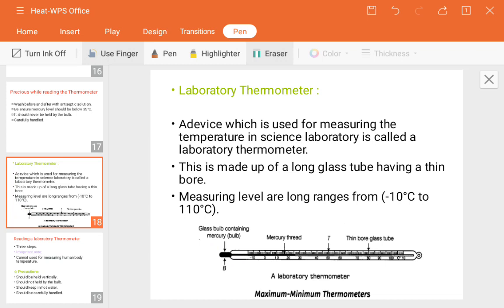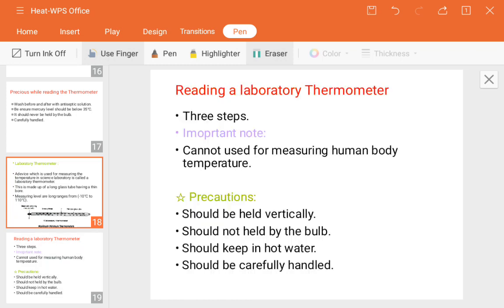So this is one experiment that we can do, and we can see how the thermometer actually works. Next, what is the important note? It cannot be used for measuring human body temperature. As I told you initially, we cannot exchange the thermometers for different purposes. For example, we cannot use the clinical thermometer for laboratory purposes, and we cannot use the laboratory thermometer for clinical purposes. That's why the sentence says we cannot use it for measuring human body temperature.